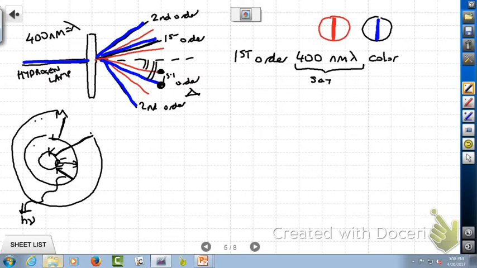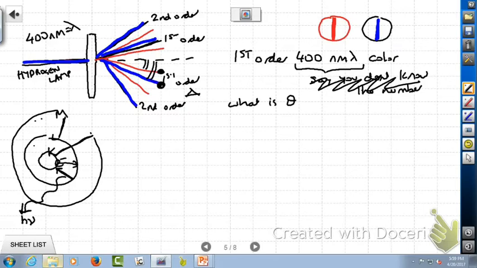So you don't know the number. I can't do that because I'm going to get the wrong value. So forget that. Let's say we know it. Okay, what angle will that be at? What is the theta value? What's the angle for that red?